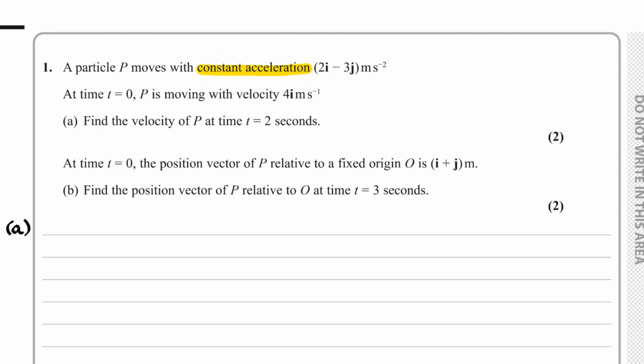Let's write down what we know so far. We have u, which is equal to 4i. That's what's mentioned here. We have the acceleration, which is 2i minus 3j. We also have the time t equals 2.